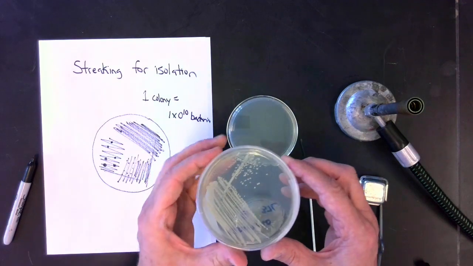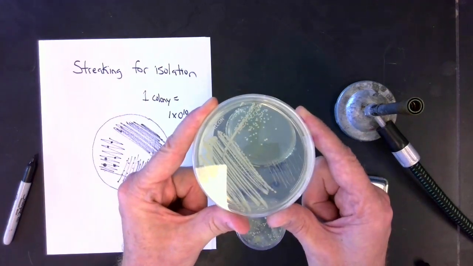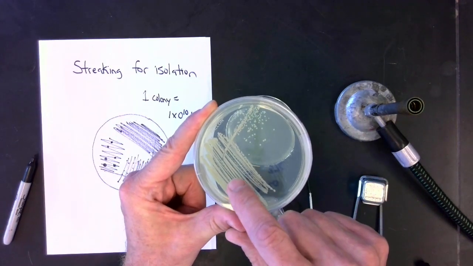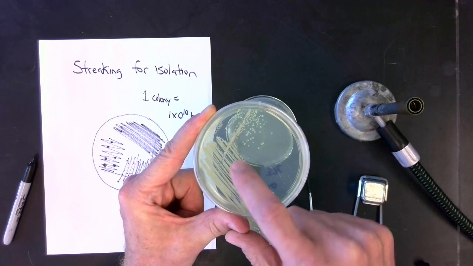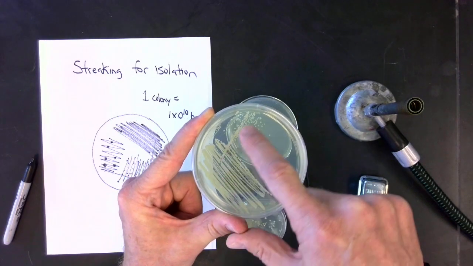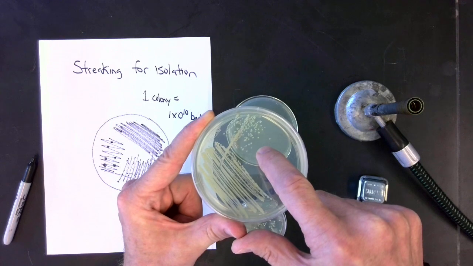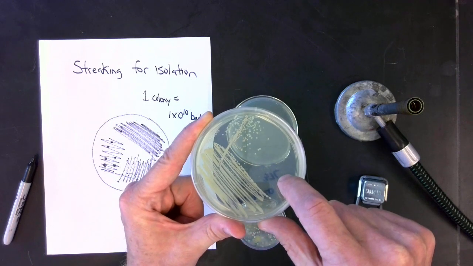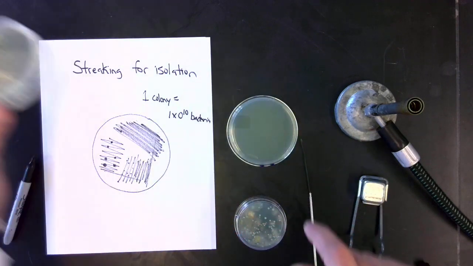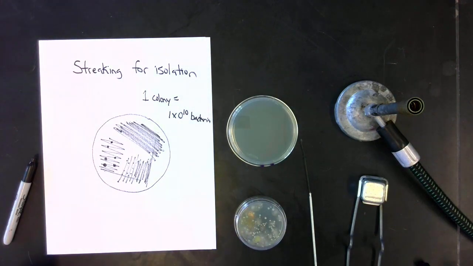To see the finished product, we would see something like this. So the first streak, after sterilizing the inoculating loop, the second streak, and then we're already getting isolated colonies before we have the third streak. So let's see how that's done.